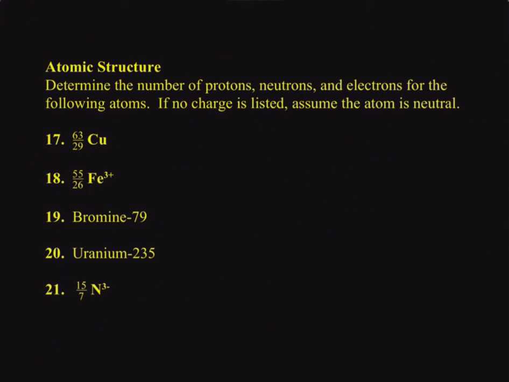Okay, the number of protons, neutrons, and electrons for these atoms. If a charge is not listed, assume it's neutral. So for the first one, there's no charge on it. So we're going to assume it's neutral, which means that the number on the bottom, and this part's always true, the number on the bottom in this type of notation, and normally it wouldn't have the line there, that's just a formatting thing, but the number on the bottom in this notation is the number of protons. So there are 29 protons in that atom. Since it's neutral, that means it's also the number of electrons, 29.